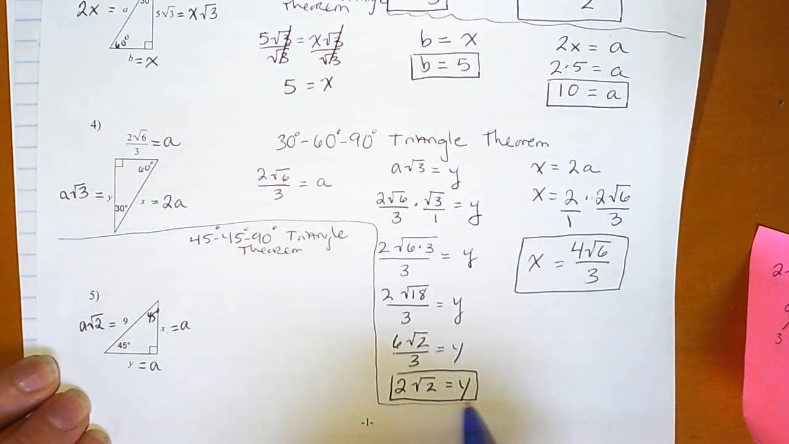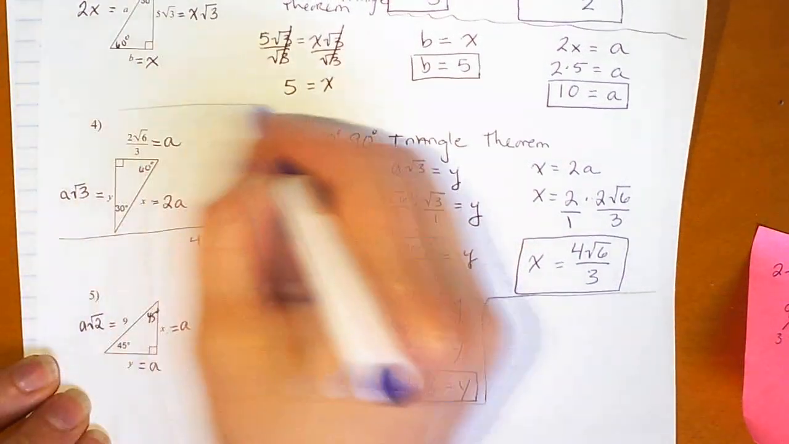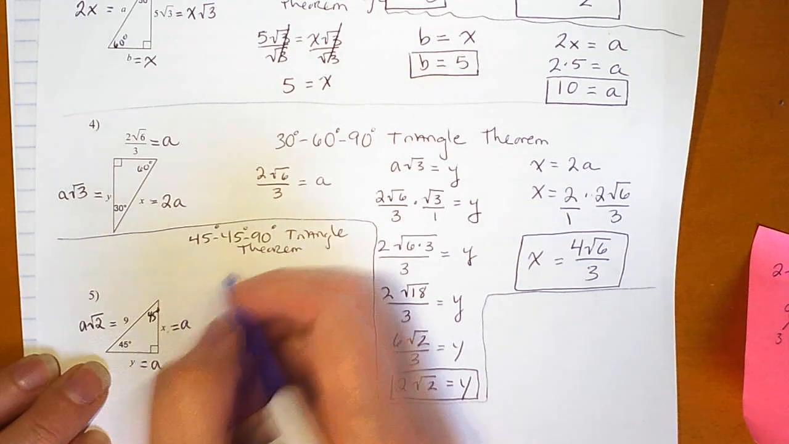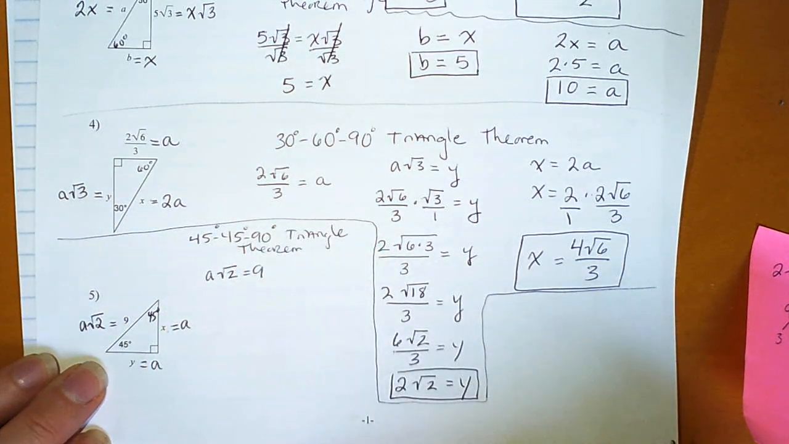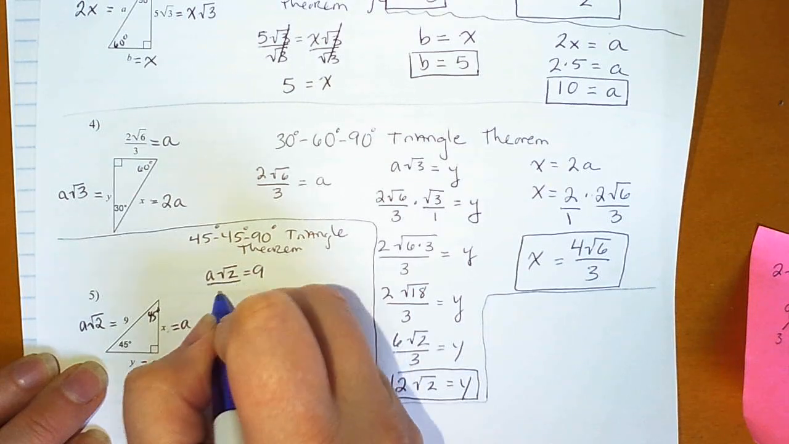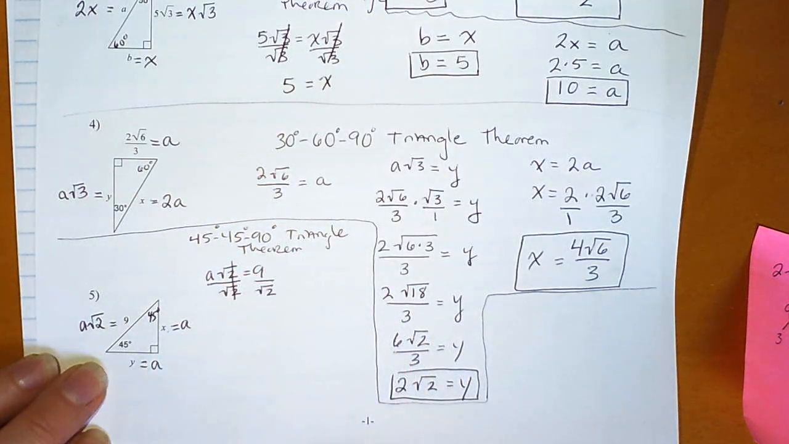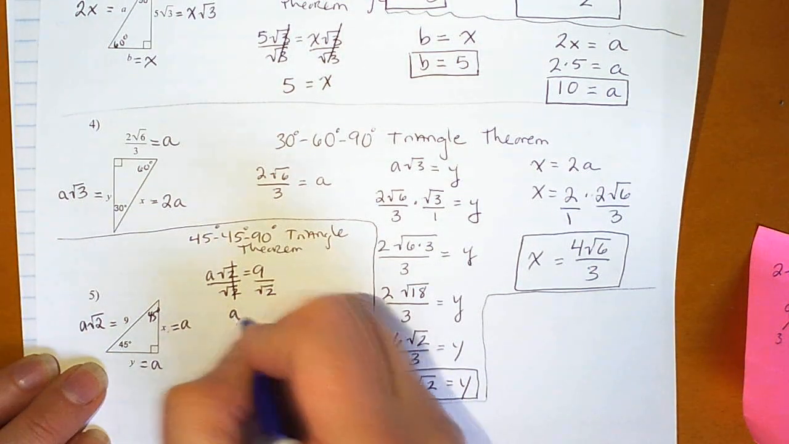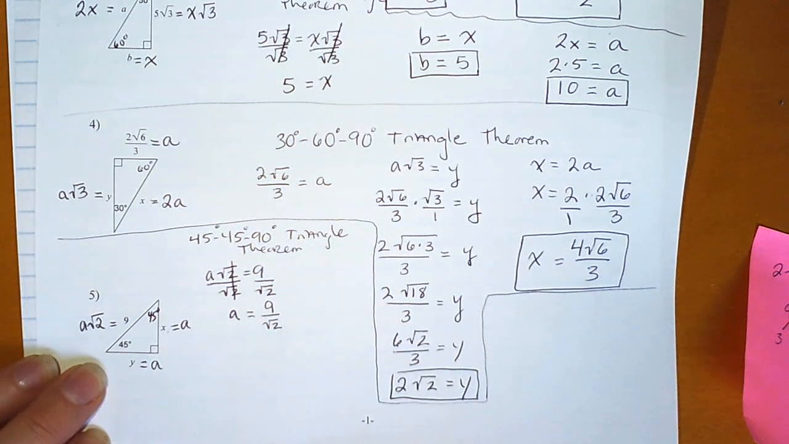And I have very little space to do this in because I used so much for the previous problem. Okay, so now we have a root 2 equals 9. Divide by root 2 on both sides. And that will cause the variable a to be alone. And you will get 9 over root 2.